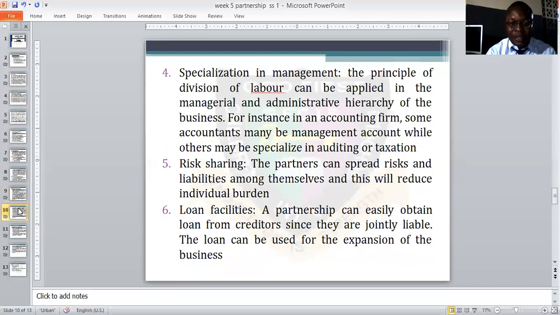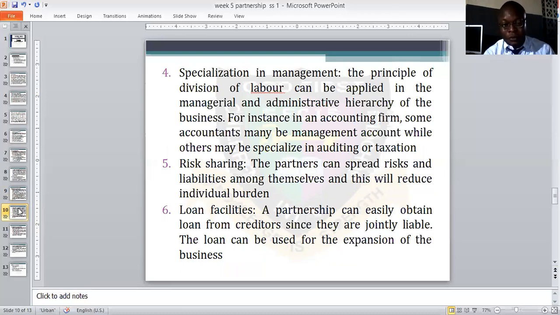We also have specialization in management. Because the principle of division of labor needs to be applied in the managerial and administrative hierarchy of the business.